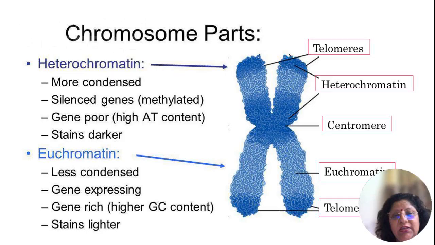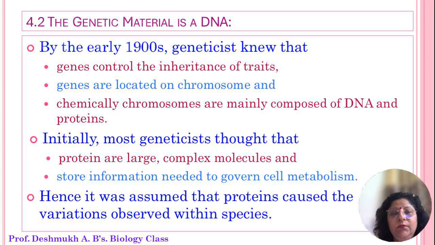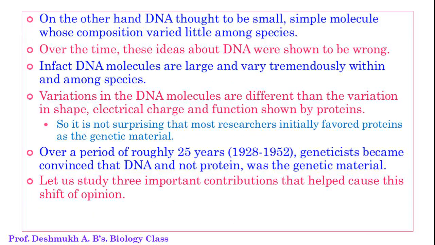By the early 1900s, geneticists knew that genes control inheritance and are located on chromosomes, which are composed of DNA and proteins. Initially, proteins were thought to be the genetic material due to their complexity. Over time, it was discovered that DNA, not protein, is the genetic material. DNA molecules are large and vary significantly, leading to the understanding that DNA is responsible for genetic variation and inheritance.